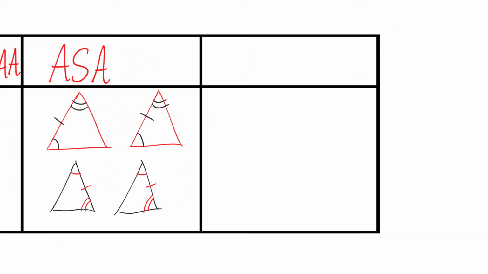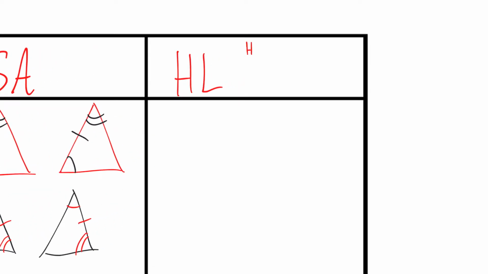All right, then the last one for these is totally different. It's HL. Okay, HL stands for hypotenuse, leg. Hypotenuse, leg. And these only work with right triangles. Okay? This only works with right triangles.